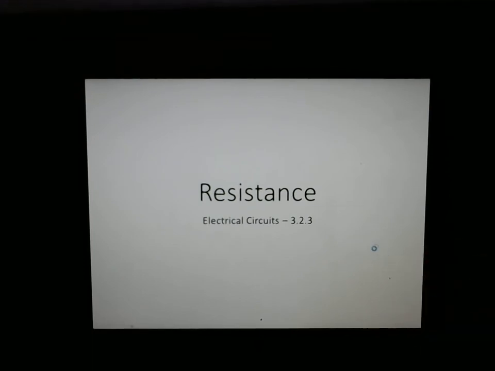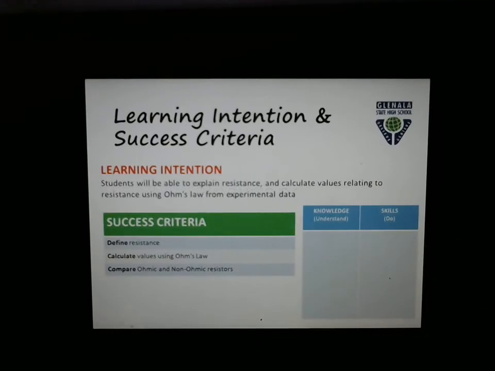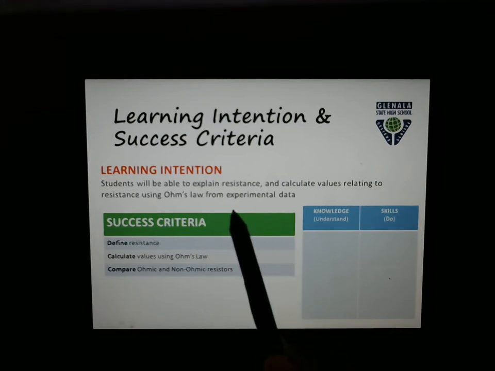Here are your learning intentions and success criteria for this chapter. Please pause the video and attempt to complete the KS table there down on the right. Okay, so having a look here, we've got 3 success criteria. We're looking at defining resistance, calculating using Ohm's law, and comparing ohmic and non-ohmic resistors. And there's also a reference to using experimental data up here in our learning intention.